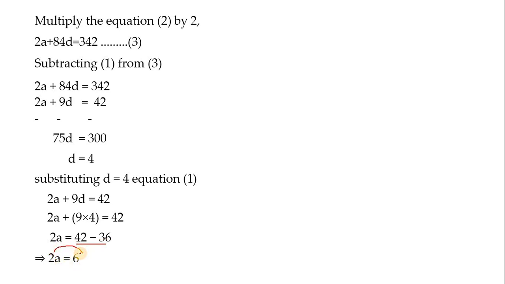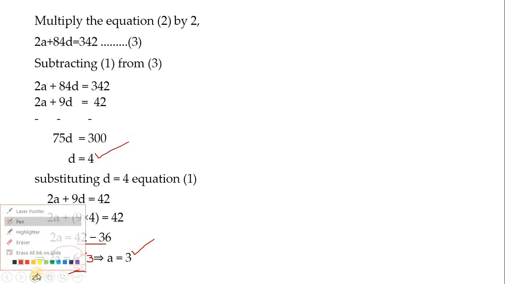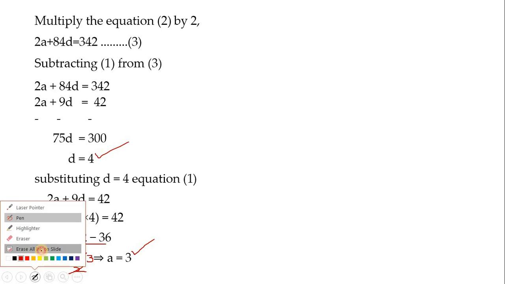Next, 2 you transfer this side, it becomes the denominator. 2 1s are 2, and 2 3s are 6. Hence, a value is how much? 3. So, a value we have got 3. Now, we have d value and a value. We can easily find the arithmetic progression.